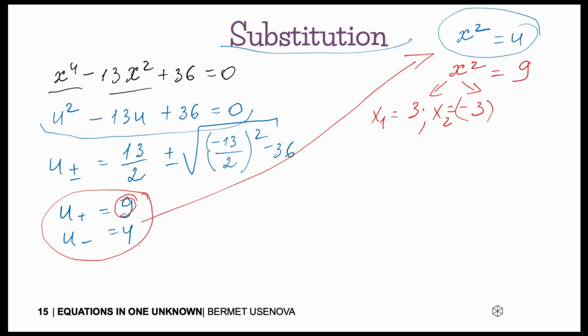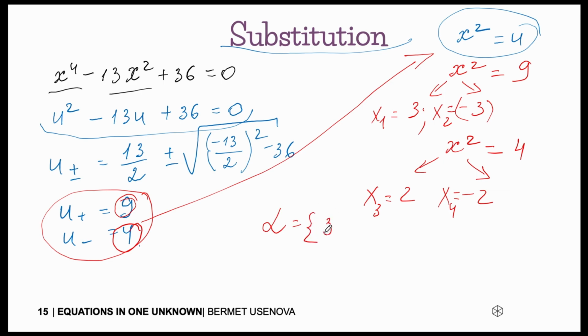And the next one, the same for x squared equals 4. There are also 2 numbers that can result in 4. If we square them, it's 2 and minus 2. So x3 will be equal to 2 and x4 will be equal to minus 2. And the solution set here will be, going from the negative numbers, minus 3, minus 2, 2, and 3. So we have 4 roots here.